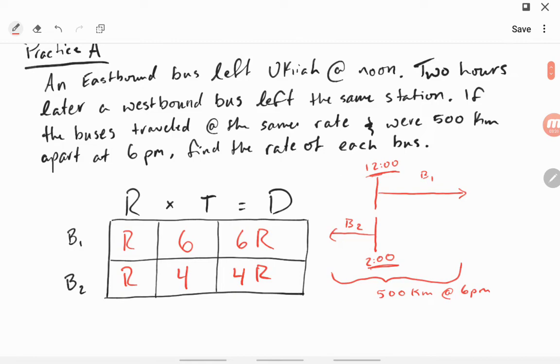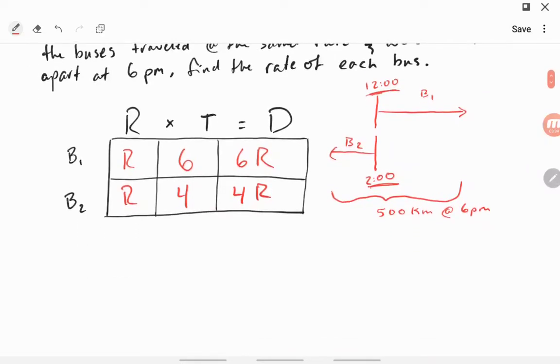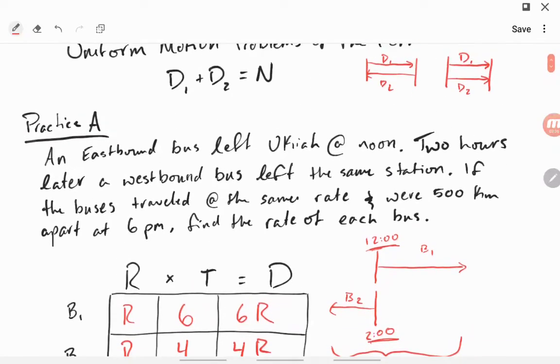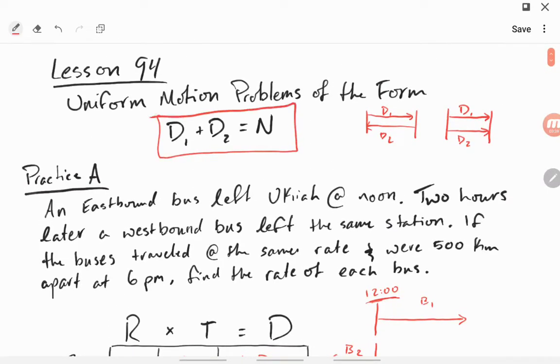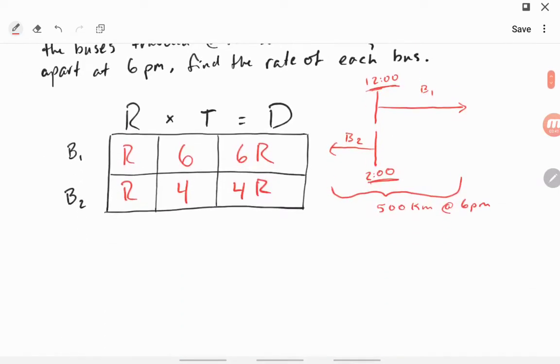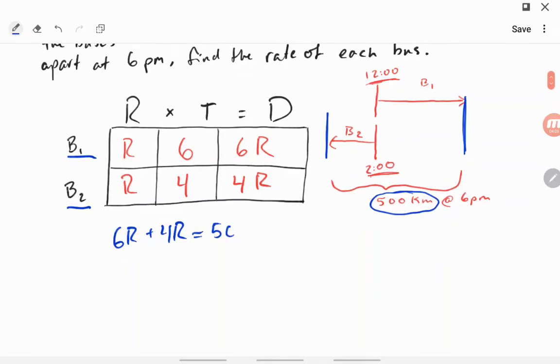Well, how are we supposed to utilize this? Well, we look at it and say, the two distances added together have to equal some number, right? That's this whole concept right here. The two distances added together equal some number. And it just so happens that we know the number that they're supposed to add up to, 500 kilometers. We've been told that the total distance between these two buses is 500 kilometers. So we get to say 6R plus 4R, the distance of my first bus plus the distance of my second bus, is equal to 500 kilometers.